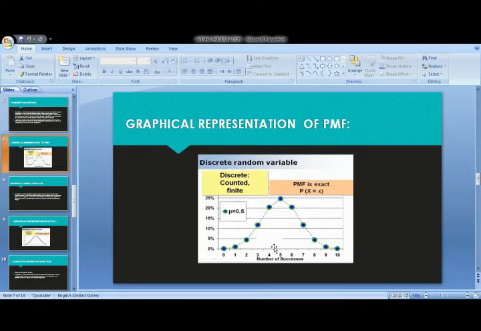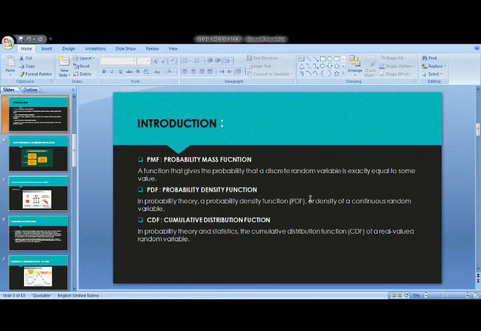So we can count it as a finite function, but because it is discrete, it will definitely be individually separated. And you can see this PMF is exact: P(X = x). That means the probability is equal to exactly 3 but not approximate. It is exact, right? So for further information, my friend Urusa Khan is going to tell you about what PDF and CDF are.